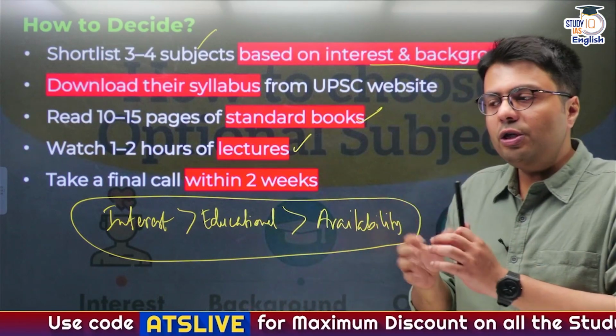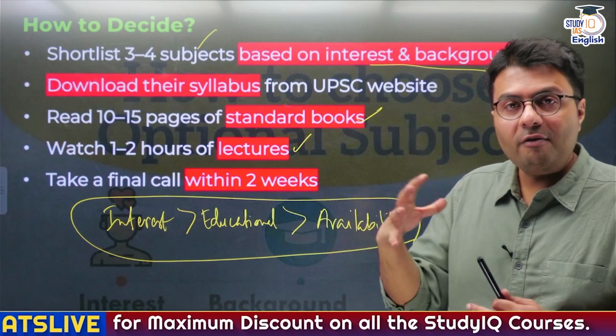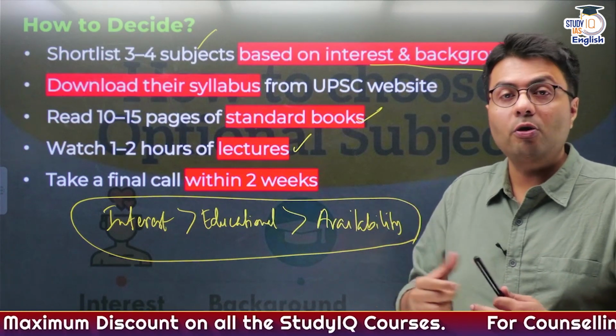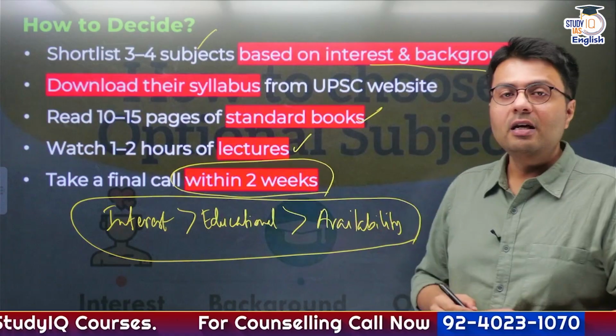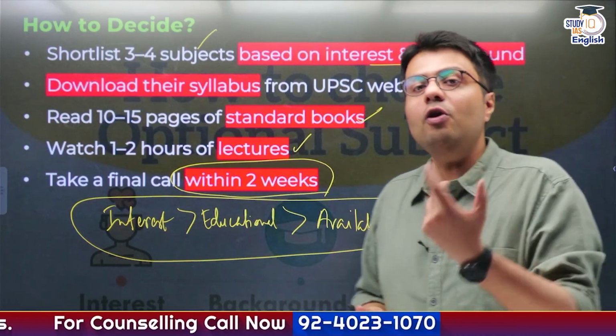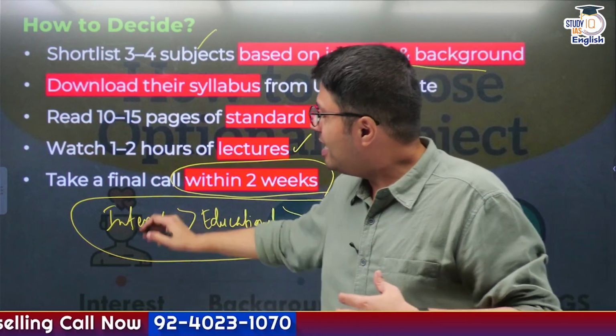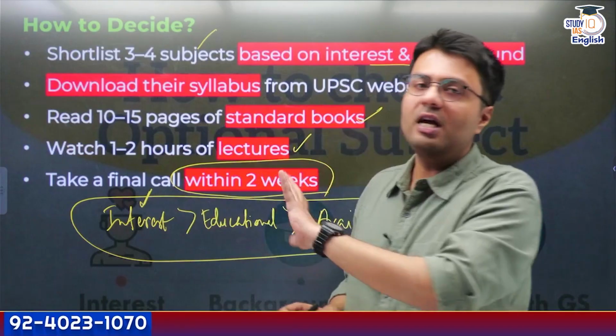Now what you need to do, you don't have to procrastinate. You'll have to make this decision as quickly as possible, and don't take more than 2 weeks of time to decide, right? So this is how you should pick your optional subject. According to me, the interest outweighs each and every other factor.